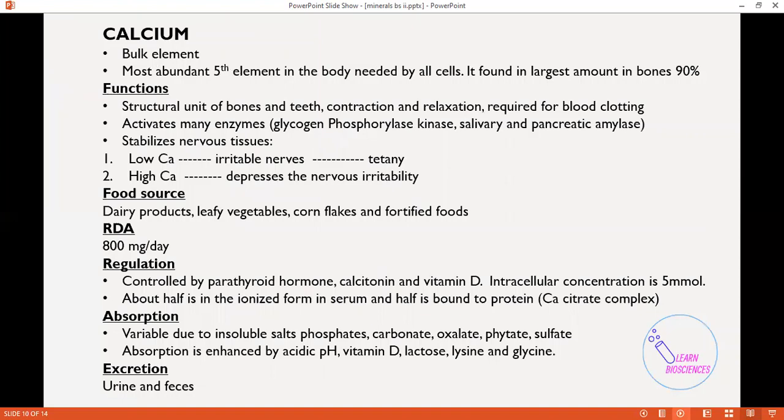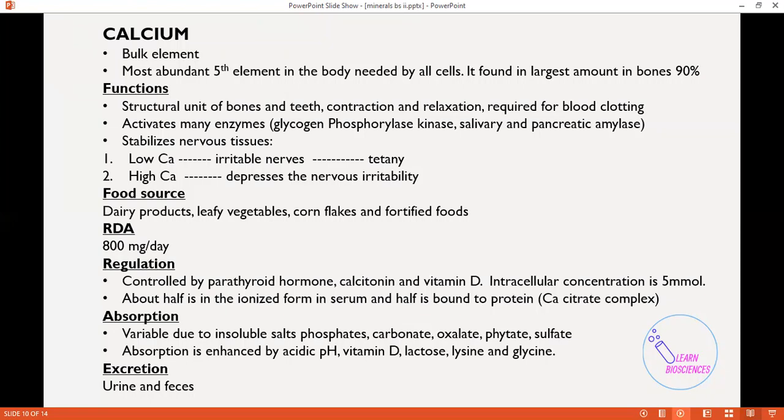Calcium. Calcium is the bulk element, like we know that 1200 grams per day. Most abundant fifth element in the body, needed by all cells. It is found in the largest amount in bones, which is 90%. Functions include structural unit of bones and teeth, contraction, relaxation, and required for blood clotting.